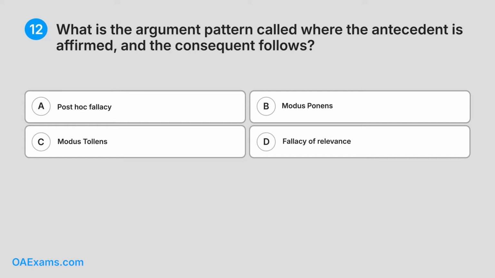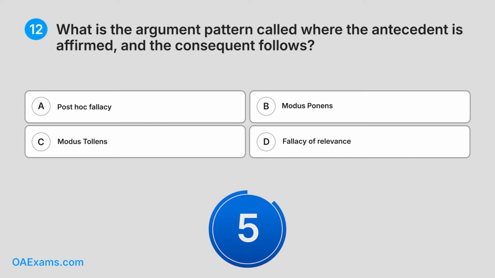12. What is the argument pattern called where the antecedent is affirmed and the consequent follows? A. Post hoc fallacy. B. Modus ponens. C. Modus tollens. D. Fallacy of relevance. Do you know the answer?